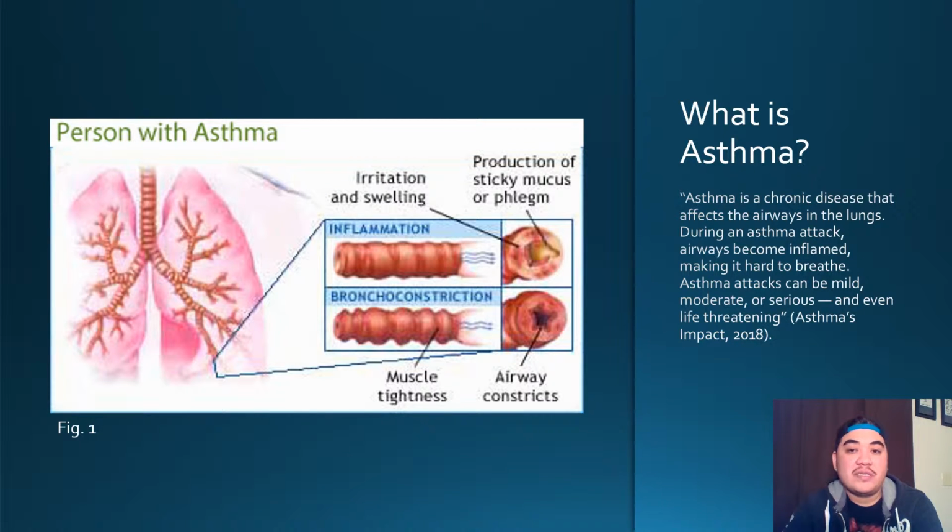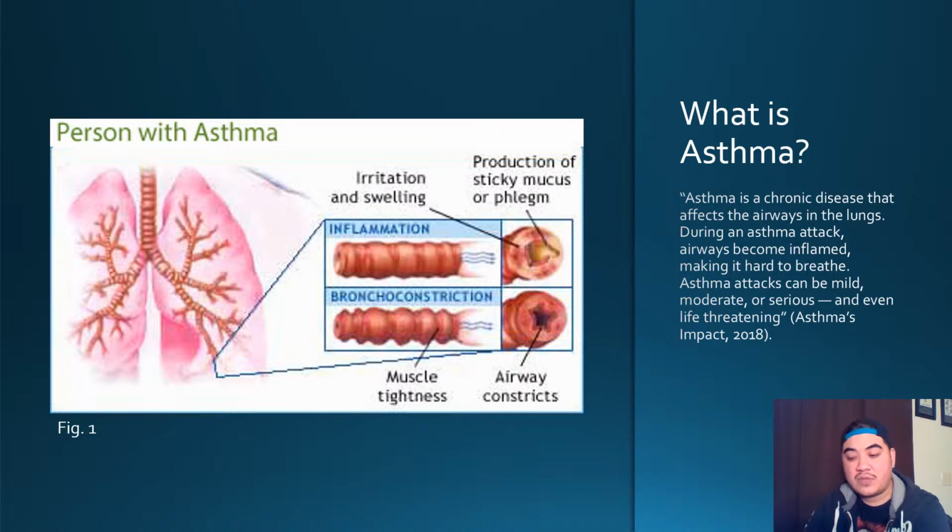Asthma is a chronic disease that affects the airways in the lungs. During the asthma attack, airways become inflamed, making it harder to breathe. Asthma attacks can be mild, moderate, or serious, and even life-threatening. I took this image off the website. It pretty much shows what is happening to your lungs and to your little airways in your lungs.